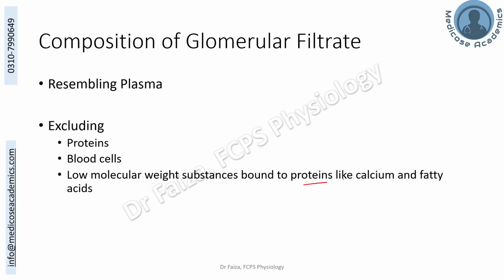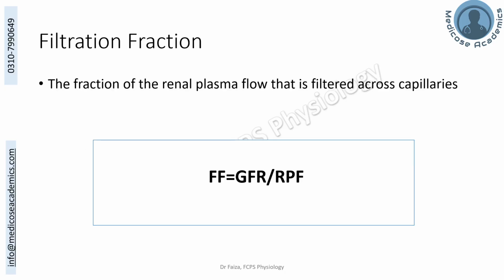For example, the bound proportion of calcium to the proteins is not going to be filtered. Fatty acids bound to proteins or the hormones bound to the proteins are not going to freely filter across the glomerular capillaries. Next is filtration fraction.